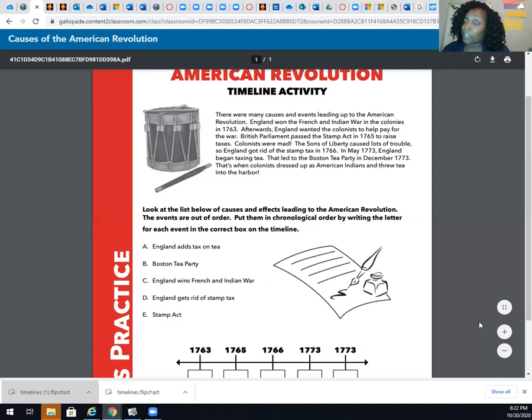That wasn't a party. They threw the tea off the boats. That's when colonists dressed up as American Indians and threw tea into the harbor. See? They threw it into the harbor.